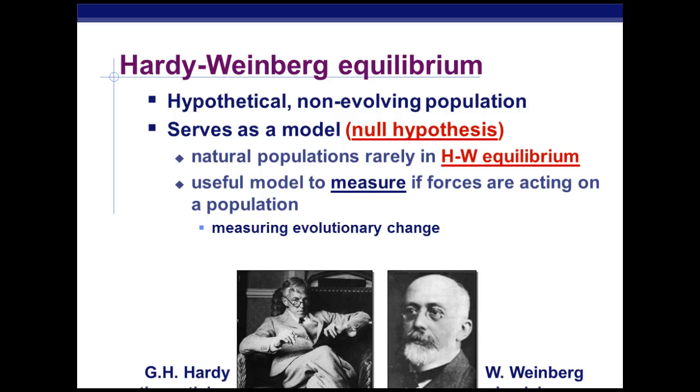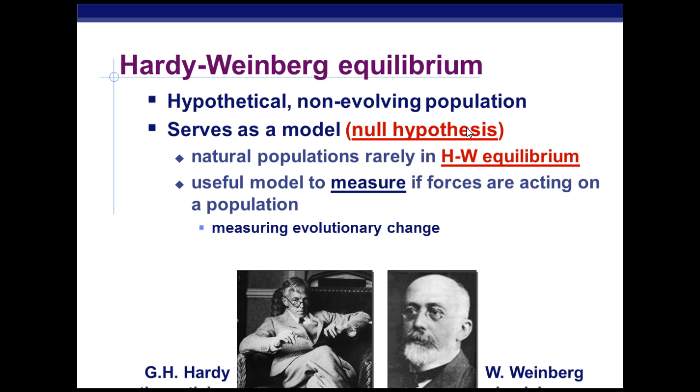So their idea was to use the hypothetical, non-evolving population as a model that they call the Null Hypothesis. Write that down. This non-evolving population is in what we call Hardy-Weinberg equilibrium. Hardy-Weinberg equilibrium. You see it right here. A hypothetical, non-evolving population that serves as a model we call the Null Hypothesis. So make sure you get that in your notes.